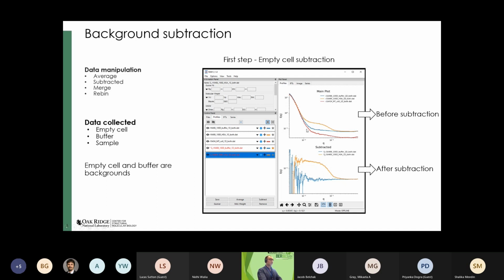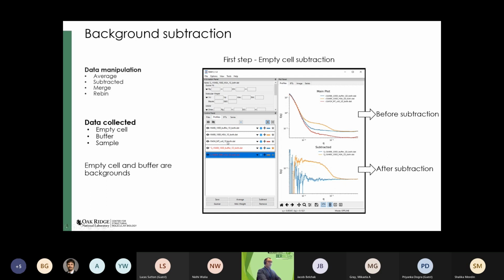And here we have the scattering profile of our sample, which is the orange, and the blue is the scattering profile of my buffer or solvent. And in the red, I have the scattering profile of my empty cell. So there is a correction that we can do during the data reduction. Basically, we assume that sample and buffer both are samples, and you subtract the empty cell there. But you can also reduce the empty cell separately and do the subtraction afterwards.